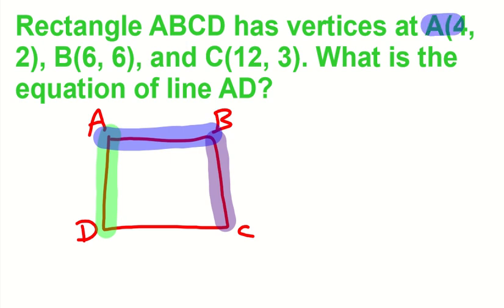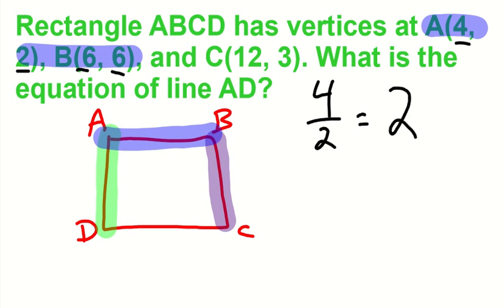So we need to find the slope from A to B. Slope is change in y over change in x. So our y value from 2 to 6, or x value from 4 to 6, going up 2. That means our slope for AB is 2. All right, so if AD is perpendicular, what's that mean its slope is? Negative 1/2. We flip it and change the sign. Okay? Everybody okay with that part?